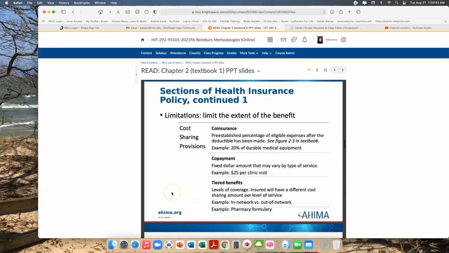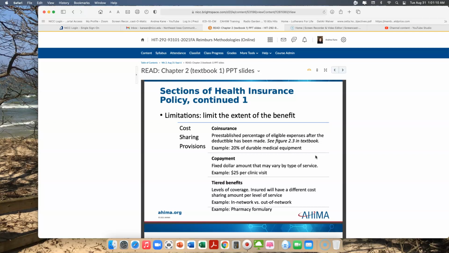Sections of health insurance policy, they have to tell you the limitations, how they limit the extent of the benefit. For instance, they have to go over the cost-sharing provisions, such as co-insurance, co-payment, tiered benefits. Those are things that they have to cover in the limitations. And so you can look here in your book, it says look at figure 2.3 in textbook.